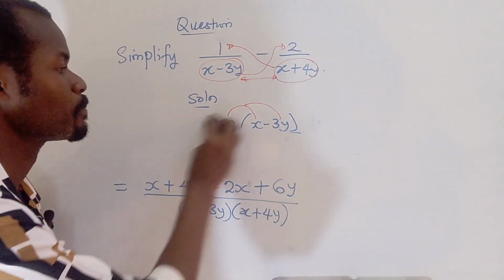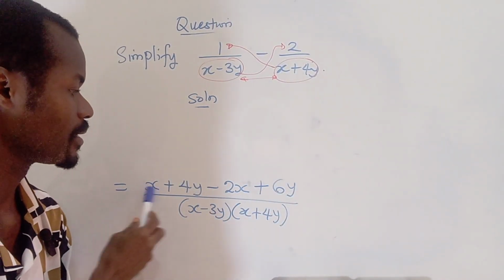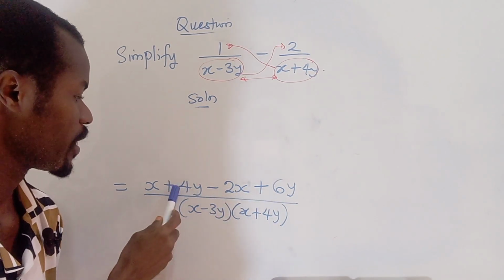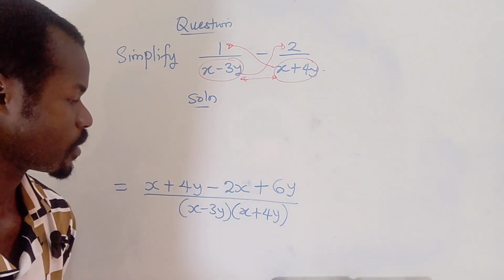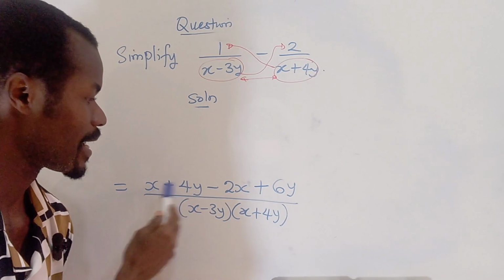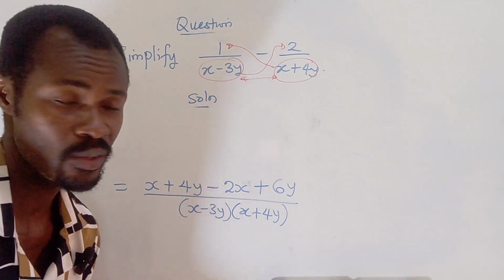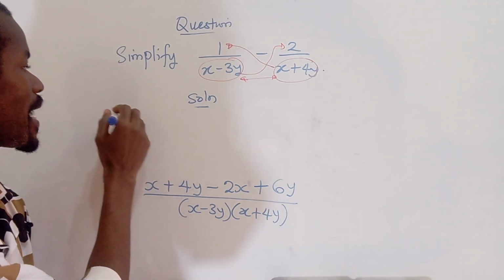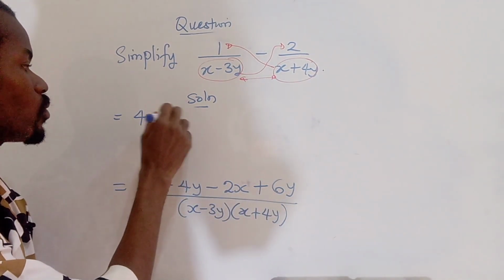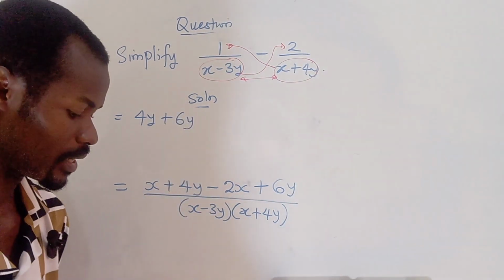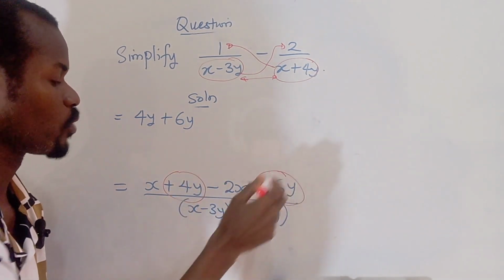And what do we do at this point? We want to check for like terms. You can see we have x here, we have minus 2x here, we have plus 4y, and we have plus 6y. Since the y's are positive attached to the coefficient, let's start with y's. So we have plus 4y, and plus 6y. So I've collected plus 4y and plus 6y.